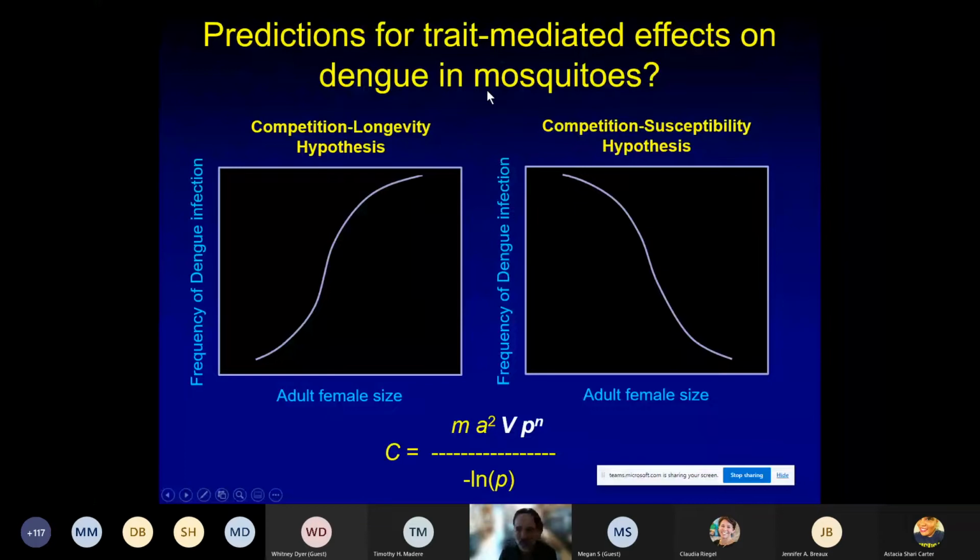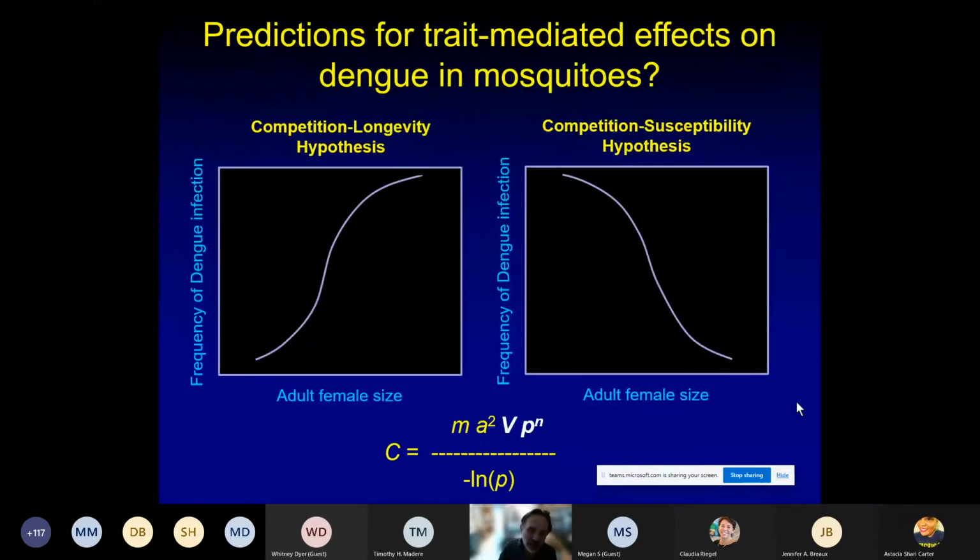If you think, though, about the competition susceptibility hypothesis that arises from Barry Alto's work, you might expect the opposite pattern. Competition should produce small adult females. Those are less able to defend themselves against infection. And you might expect, if this hypothesis is prominent in real life, you would get a declining relationship of frequency of dengue infection to female size. So which of these really takes place in nature, if any?